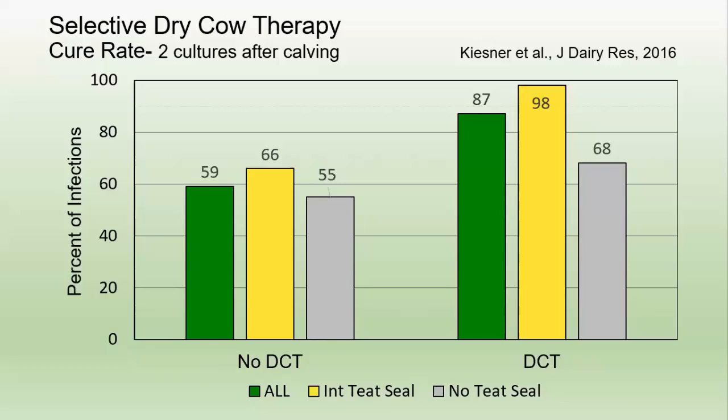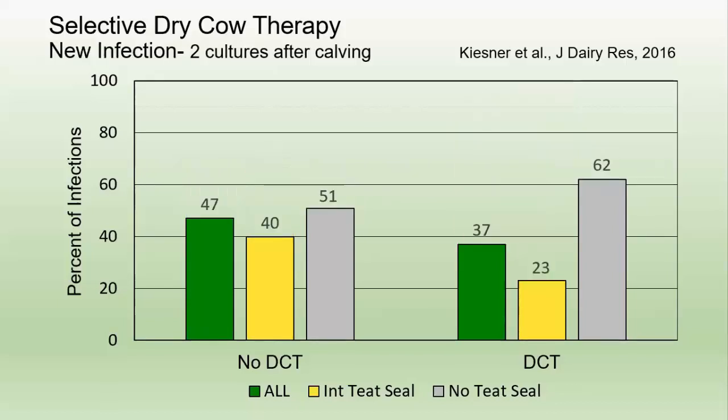It did differ a little bit whether or not the cows received internal teat sealant or did not. In fact, when cows received dry cow therapy in combination with internal teat sealant, the highest cure rates were achieved.